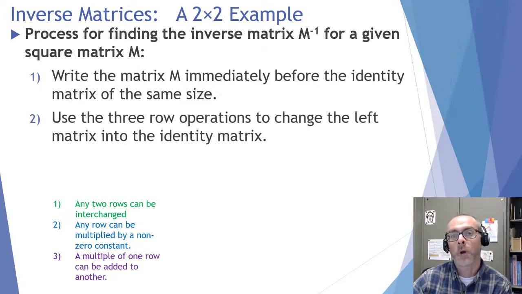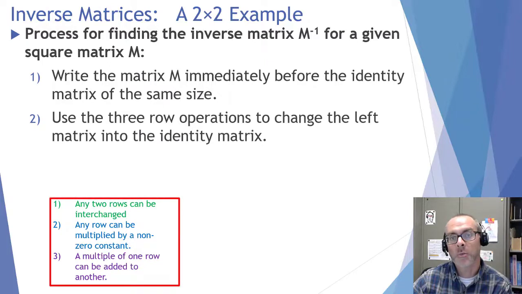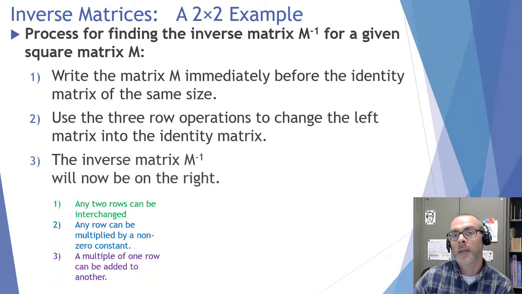We use our 3 row operations, which are switching 2 rows, multiplying a row by a constant that's not 0, and adding a multiple of one row to another. Those 3 operations always allow us to get that identity moved from the right side to the left side. It allows us to do some other things too, as we're going to see in the next few lessons. And then after we've done that, then the inverse matrix reveals itself on the right side.